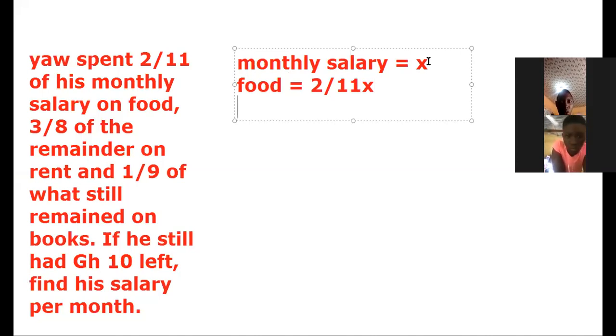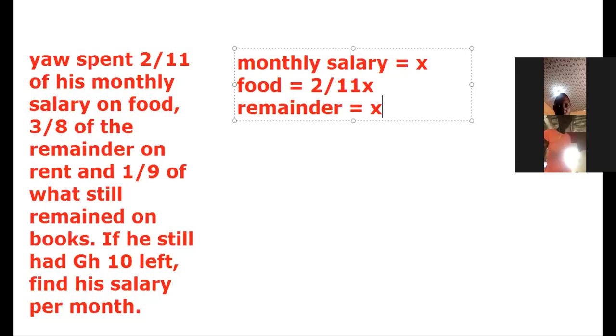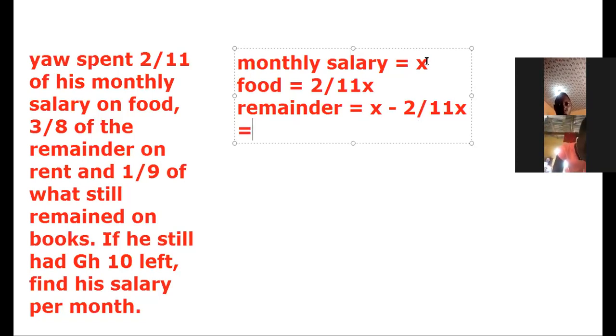3/8 of the remainder on rent. Now, this says that 3/8 of the remainder on rent. That means that we have to find the remainder of the monthly salary between food and monthly salary. Then we can use it to find the one for rent. Therefore, the remainder will be equal to X, that's the monthly salary, minus 2/11X. Is that okay? And that will be giving us what?